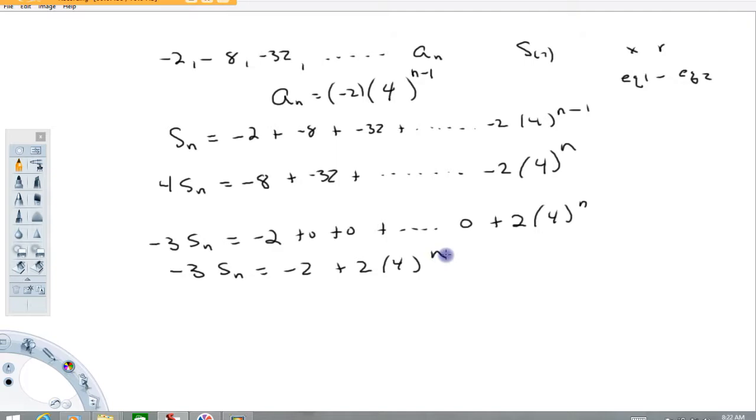And now we will just use the appropriate value for n. The original problem I'm looking at is for n equals 7. So -3 times the sum out to 7 is equal to -2 plus 2 times 4 to the 7th power. Now I'm just going to calculate a value divided by -3. Give me a moment.